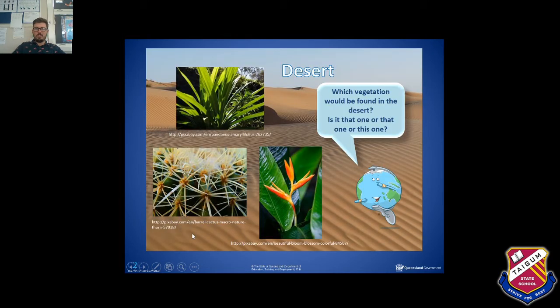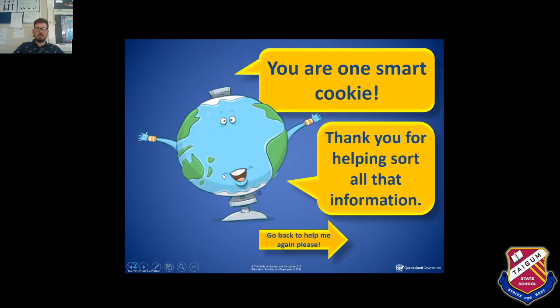Desert. Which vegetation would be found in the desert? Is it that one, or this one? So is it that, or that? A, B, or C? I'm going with B because it's a cactus.